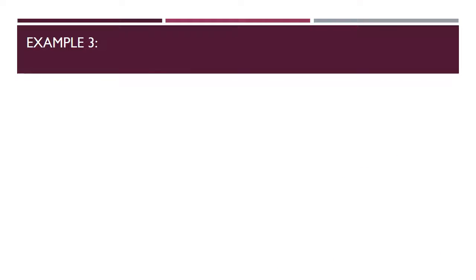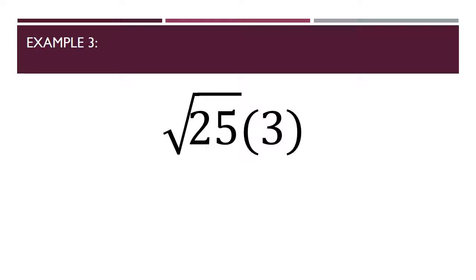Now let's take a look at one more example. This time we have square root of 75. I know 75 has a square factor, and that square factor is 25. 25 times 3 is 75.